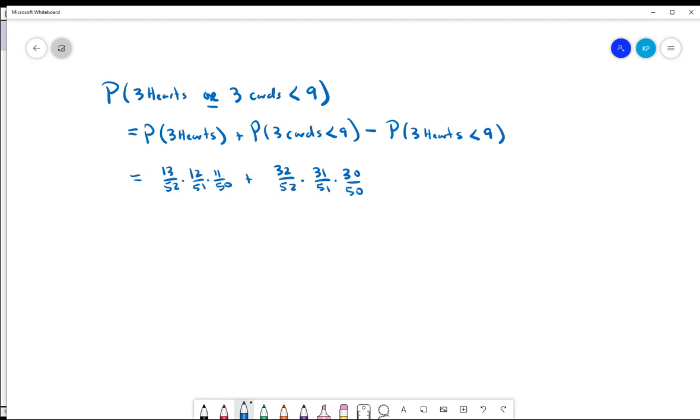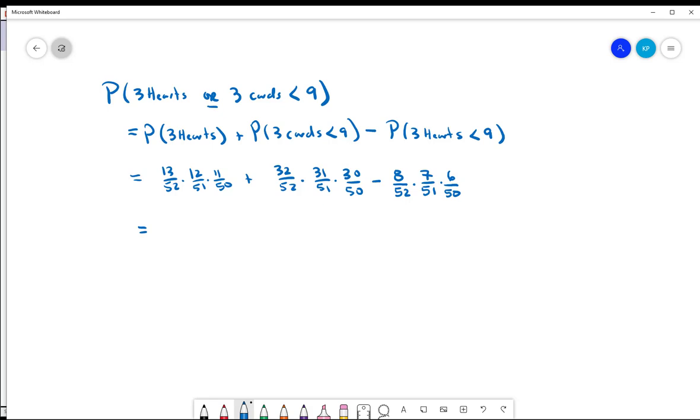Now the only thing we have to do now is calculate what's the probability of 3 hearts less than 9. Well, the probability that the first card is going to be less than 9 is going to be 8, because there's 8 hearts that are less than 9, including aces as 1s. So it's 8 out of 52, because there's 52 cards in the deck, times the probability that the second card will be a heart that's less than 9, which is going to be 7 out of 51. And the probability that the third card will also be a heart that's less than 9 is going to be 6 out of 50.